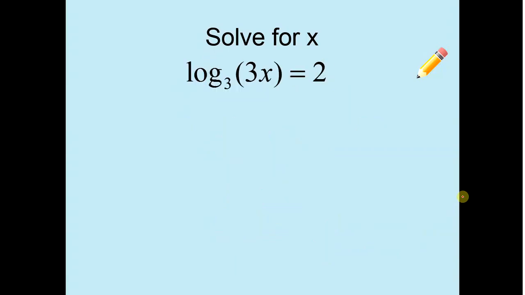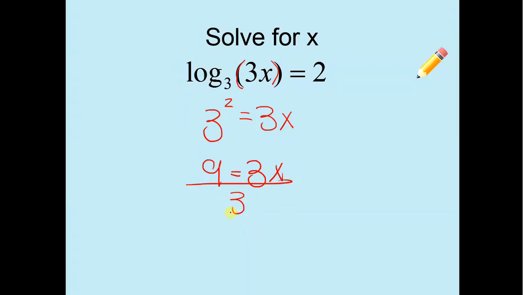Let's try this one. So log base 3 of 3 times x equals 2. So very first thing, I can't separate this 3 and times x because they are inside parentheses. So I need to convert to exponential to be able to get rid of that 3. So we're going to go 3 to the 2nd equals 3x. Okay? 3 to the 2nd, that's 9. Divide by 3.